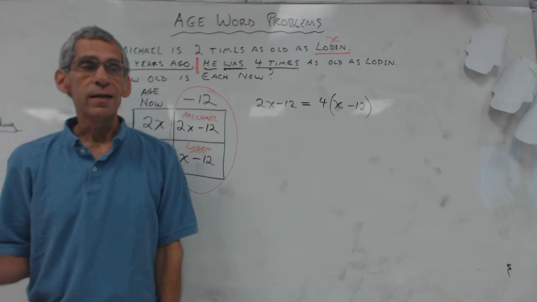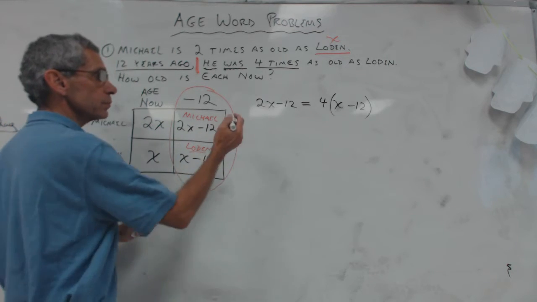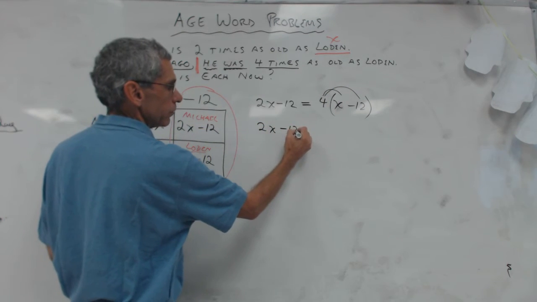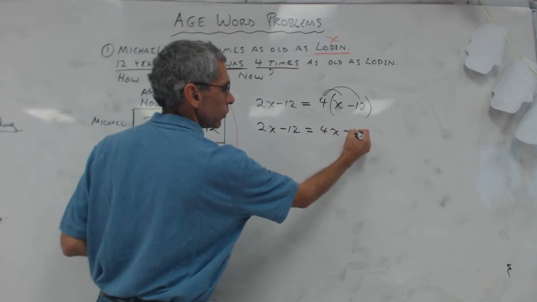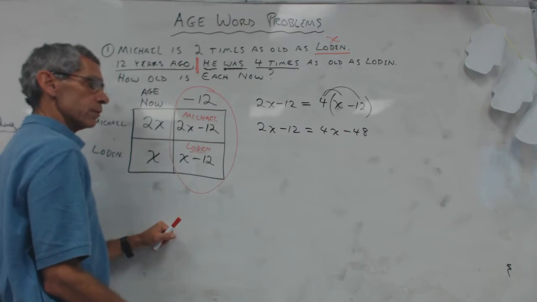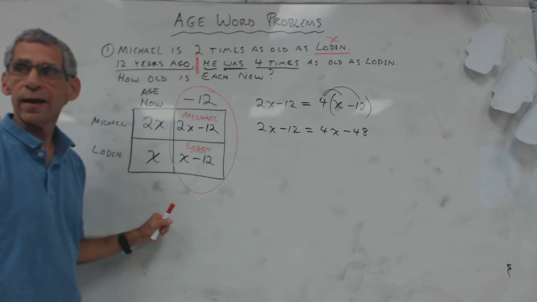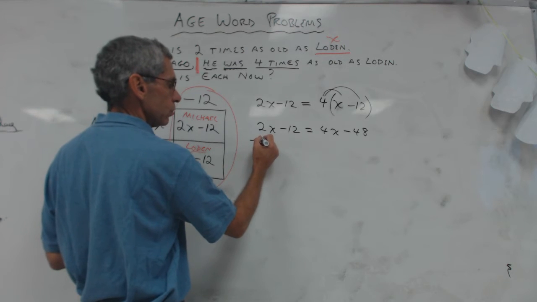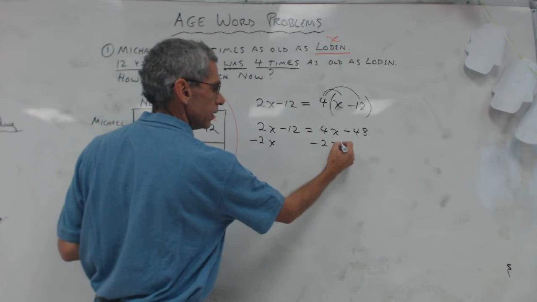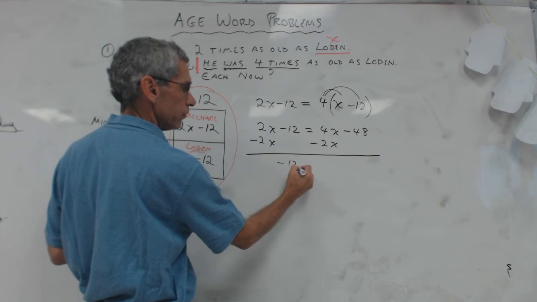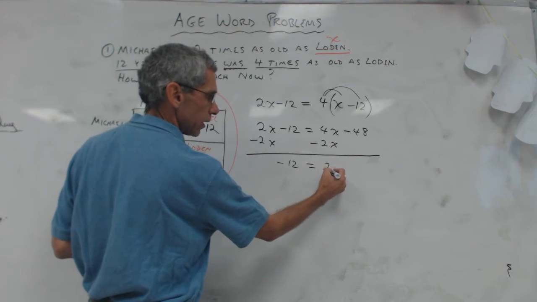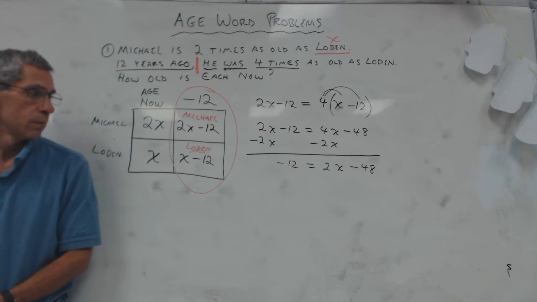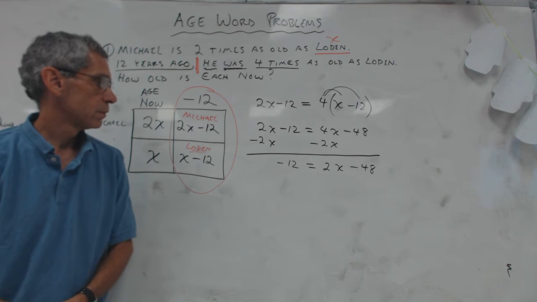Now, we just have to solve for X. We're going to have to do our distributive property. So we've got 2x minus 12 is equal to 4x minus 48, right? Now what do I do? I have x's on both sides. You subtract 2x from both. Subtract the 2x from this side and the 2x from this side. Then that gives me negative 12 is equal to 2x minus 48. Now what would I do? Add 12 to each side? Or add 48 to each side?